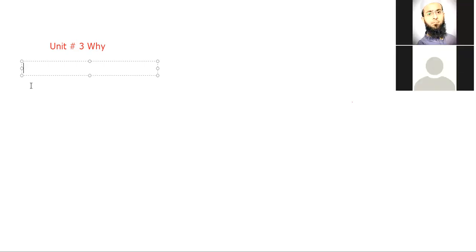Exercise number C, it says: put these words in the correct order to make questions.